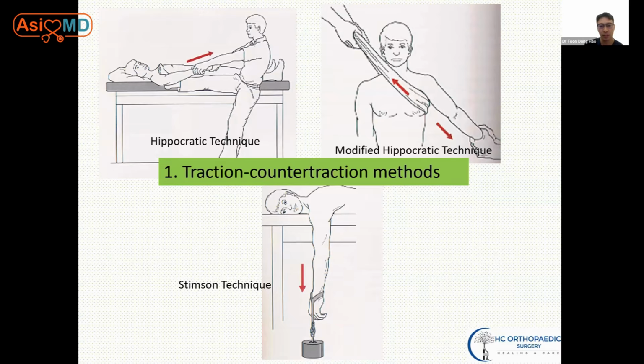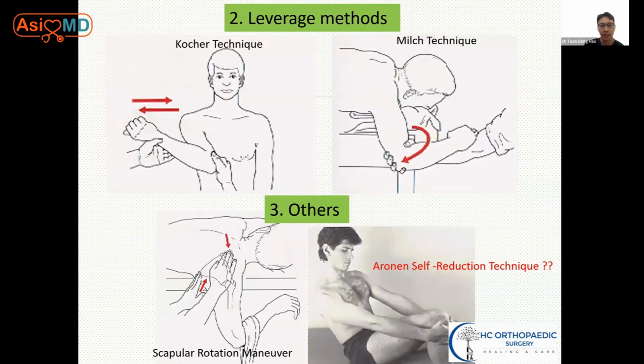Number one is the traction, counter-traction methods, and that includes your Hippocratic and modified Hippocratic technique. The second group is the so-called leverage technique, which includes the Kocher and the Milch. And the last is the others, which include the scapular maneuver as well as the self-adjustment technique, which has been described.